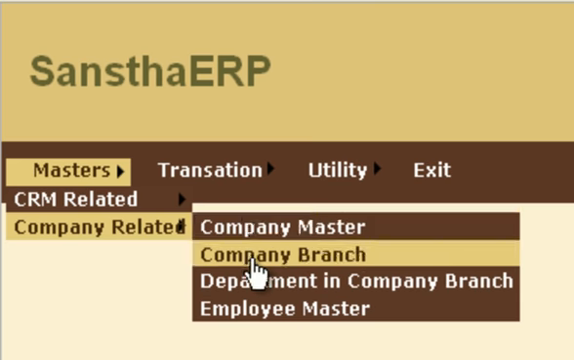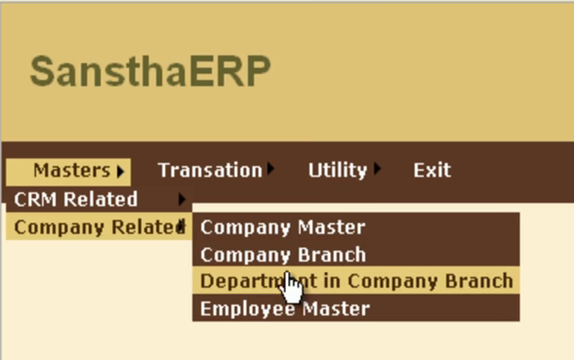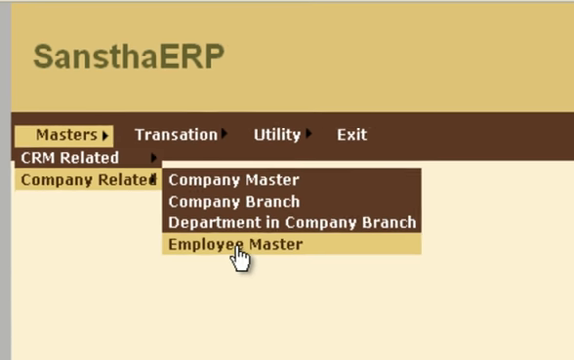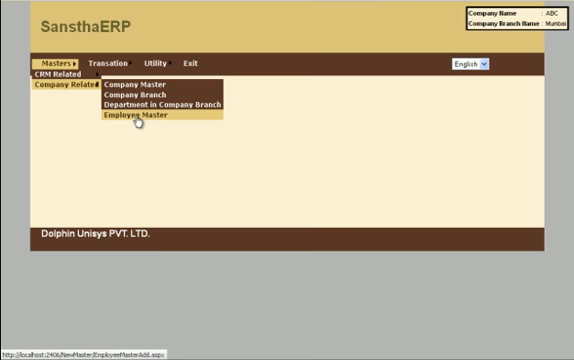Next, company branch. According to the branch, all the detailed information will be entered in the company branch form. Department in company branch: department-wise information will be entered in the department form. Next, employee master form, where the detailed information of the employees will be entered.